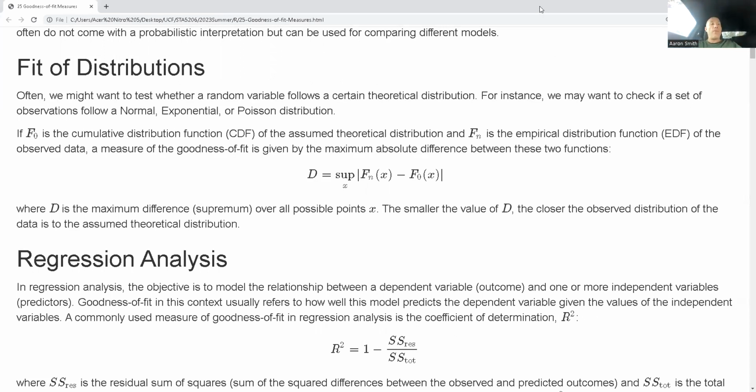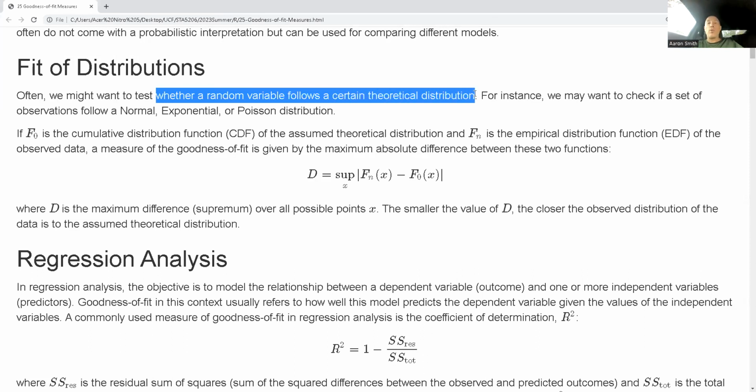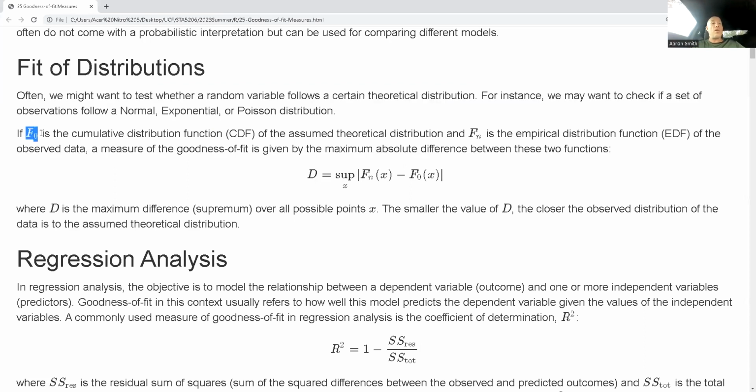Often we want to test whether a random variable follows a certain theoretical distribution. And when I say random variable, that's going to be our observed data. For instance, we may want to check to see if a set of observations follow maybe a normal or an exponential or Poisson distribution. The first one we're going to look at is the Kolmogorov-Smirnov test. Let's say that F sub 0 is the cumulative distribution function of our hypothesized, assumed theoretical distribution, and let's say F sub n is the empirical distribution that we observe.